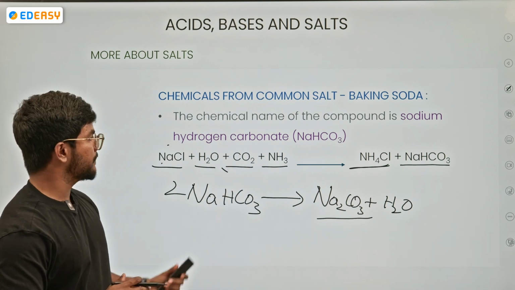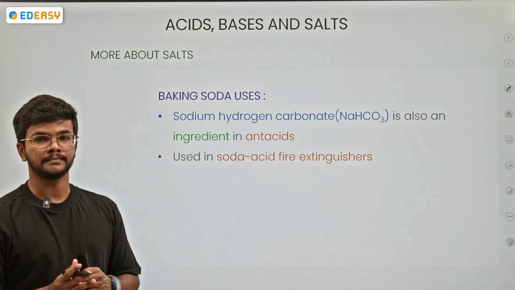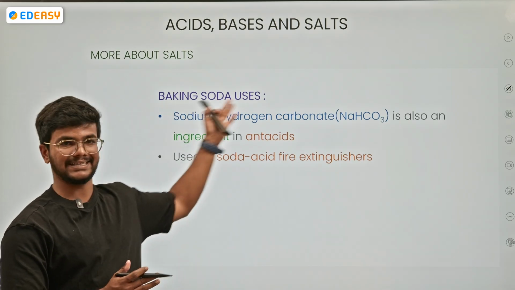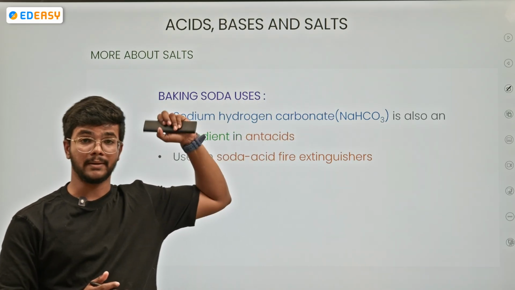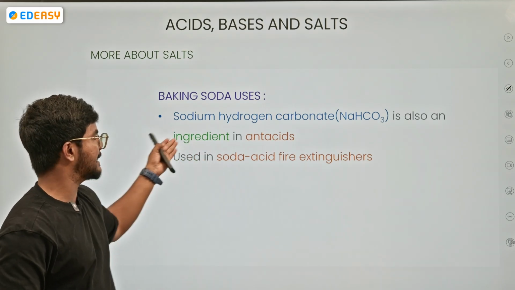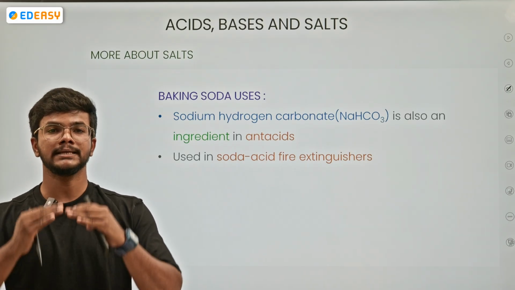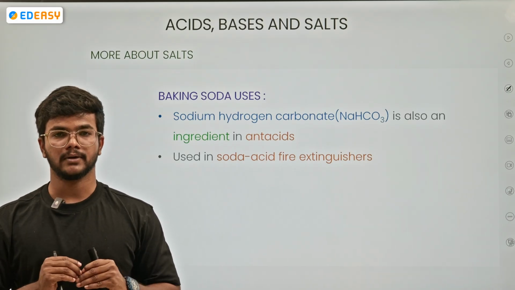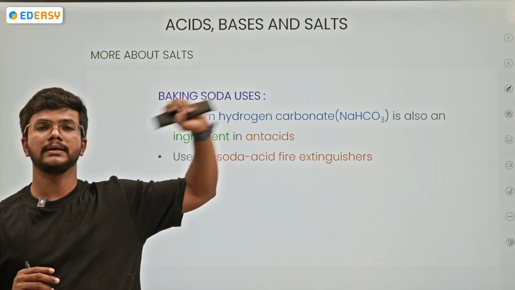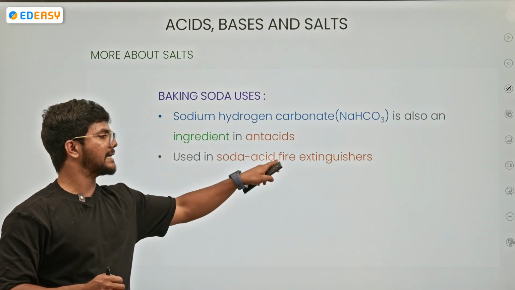Okay, so what are the uses of baking soda? Baking soda is nothing but sodium hydrogen carbonate. Remember, baking soda is sodium hydrogen carbonate. It is also an ingredient in the antacids. Antacids neutralize the acidity in our stomach. So sodium hydrogen carbonate is an antacid and also a soda acid extinguisher.